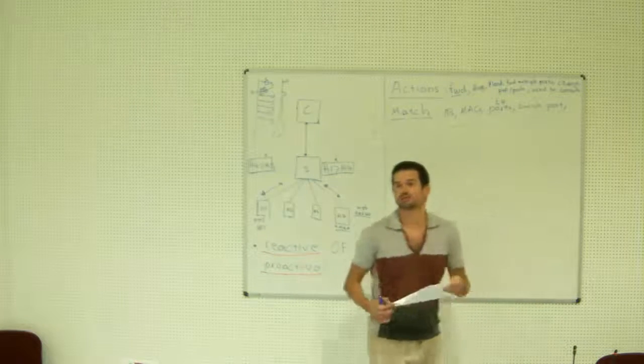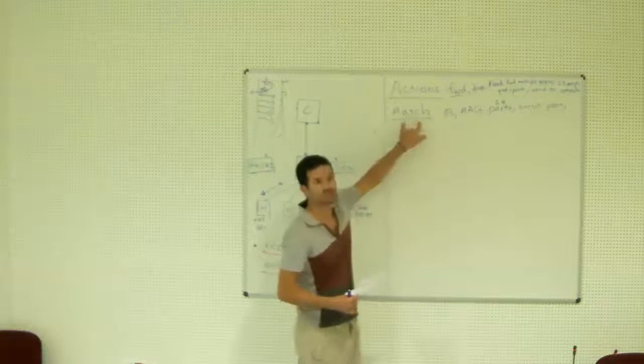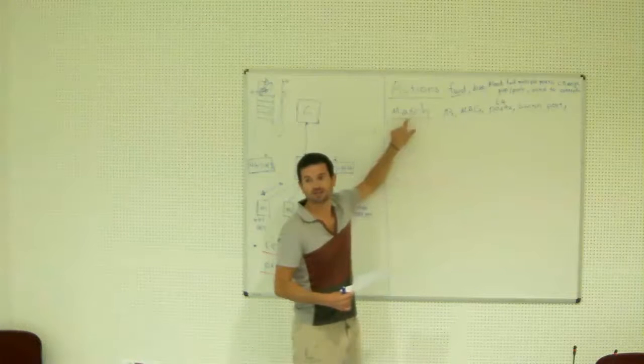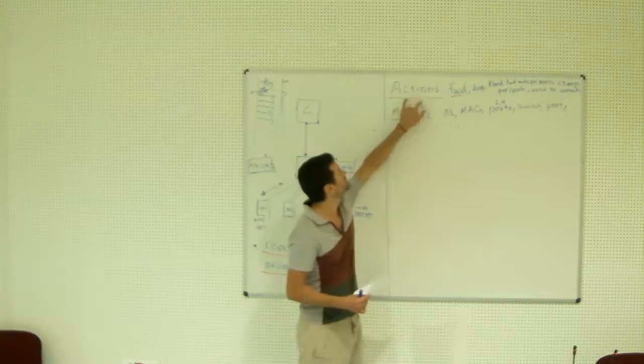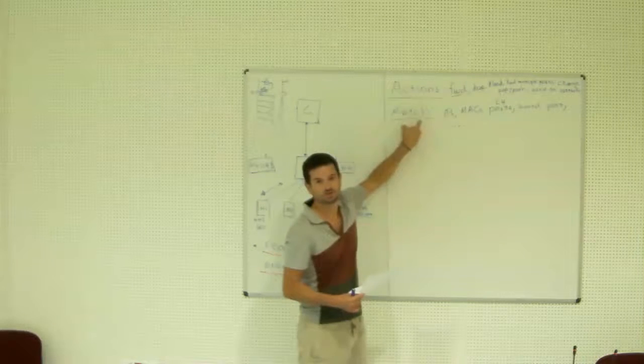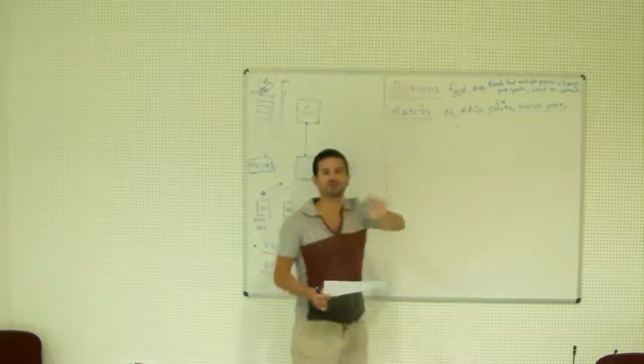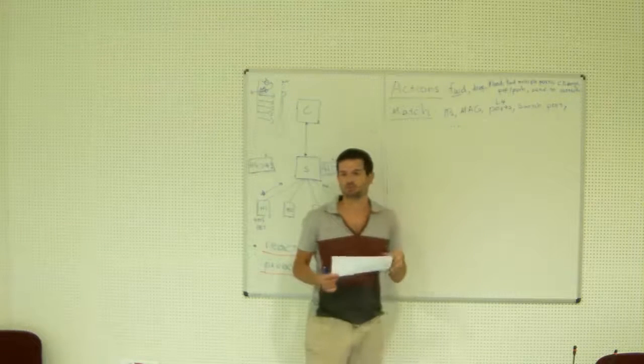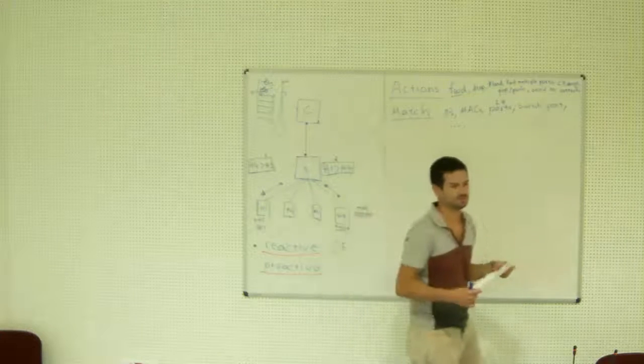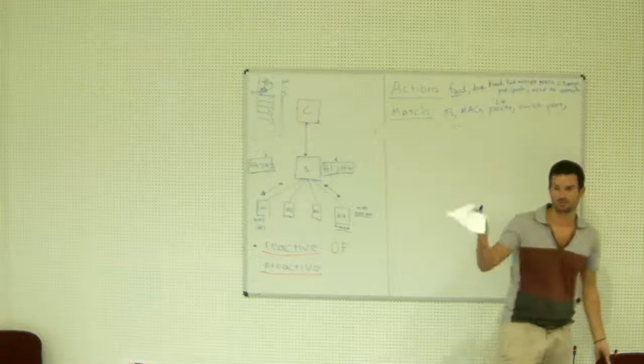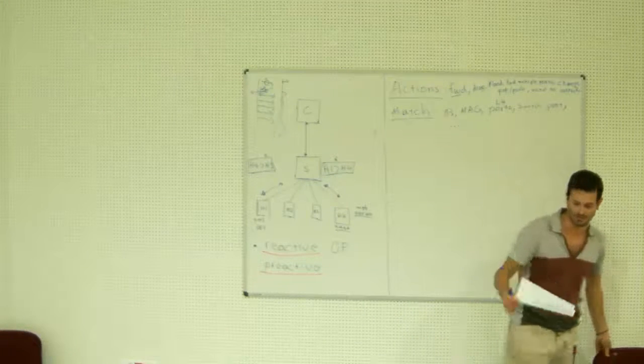So now the question is: using this match and these actions, what functions can we implement in an OpenFlow switch? Or which can we not implement, from the given?